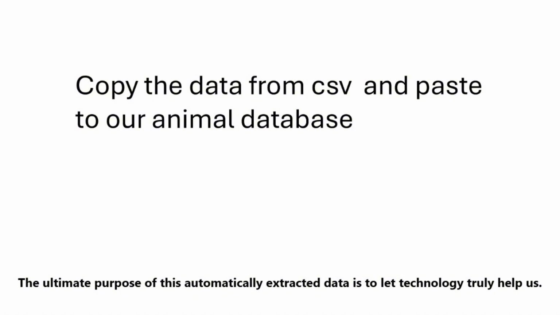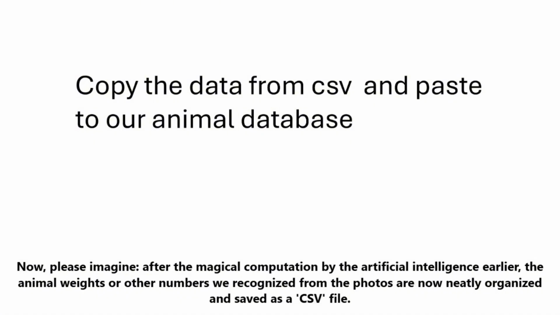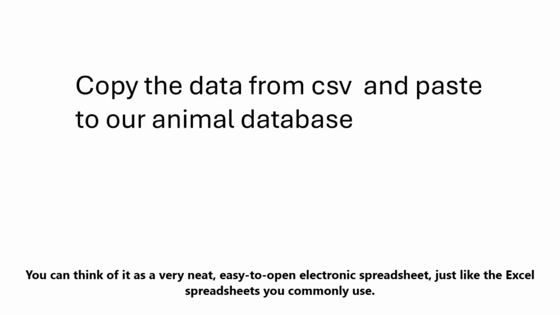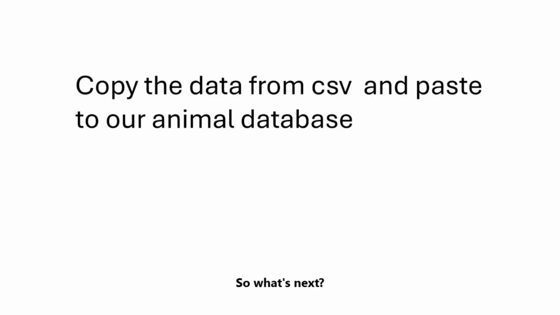The ultimate purpose of this automatically extracted data is to let technology truly help us. Now, please imagine, after the magical computation by the artificial intelligence earlier, the animal weights or other numbers we recognized from the photos are now neatly organized and saved as a CSV file. You can think of it as a very neat, easy-to-open electronic spreadsheet, just like the Excel spreadsheets you commonly use.